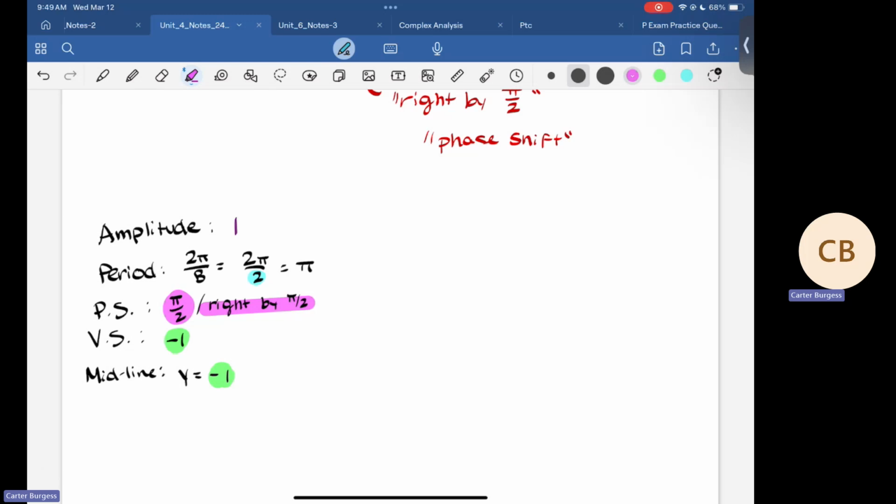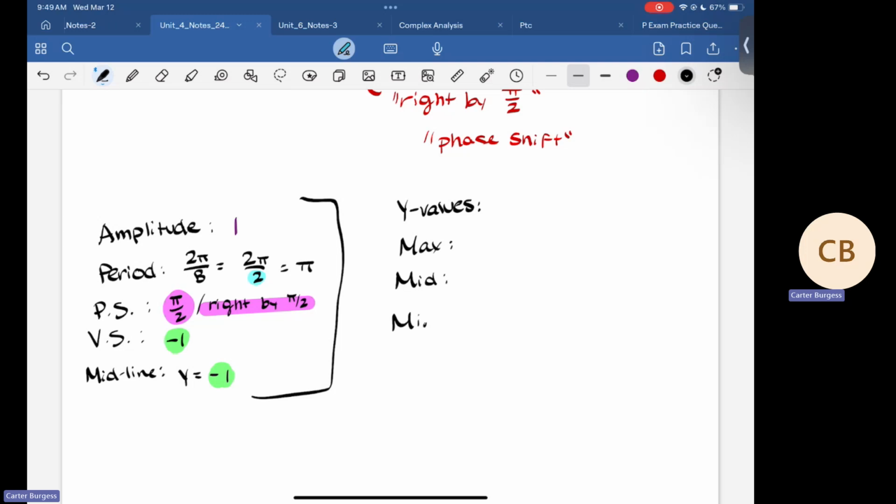The points that I care about are going to be the quarter rotations around the circle, which means I only have 3 y values that I need to consider. So this is our information, the actual finding of the points for our y values. I need to figure out what has happened to our maximum value. I need to figure out what has happened to our mid value. I need to figure out what has happened to our minimum value.